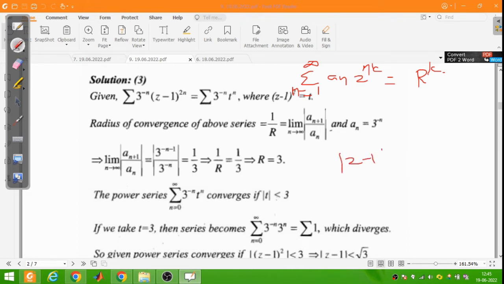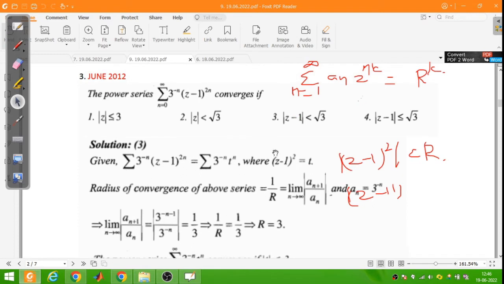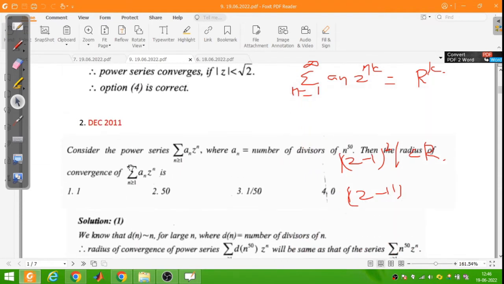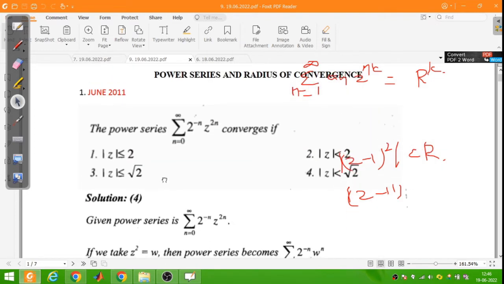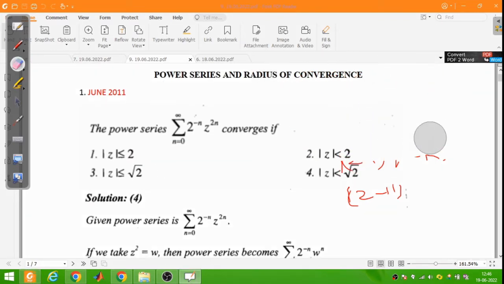Modulus of z minus 1 the whole squared less than r. So modulus of z minus 1 the whole squared. The condition is true for all the questions, but here check it in the first one, then come to the second. You check whether it is correct or not, then you move on to this z minus 1 problem.